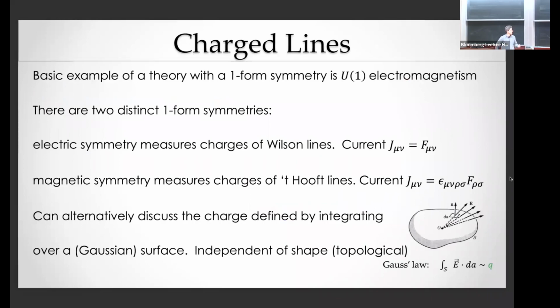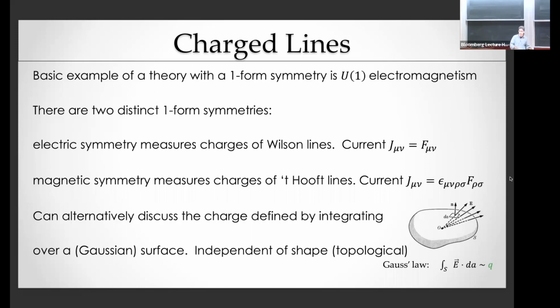Okay, so the example to keep in mind when you're thinking about one-form symmetry is U(1) gauge theory without matter. I'll call that U(1) electromagnetism or Maxwell theory. Here there are two distinct one-form symmetries. There is an electric one-form symmetry, which measures the charges of Wilson lines, and J mu nu for that is just F mu nu. And then there's a magnetic friend, which measures the magnetic charge of a 't Hooft line, and the current for that is the epsilon tensor contracted with F. And so those are the currents.